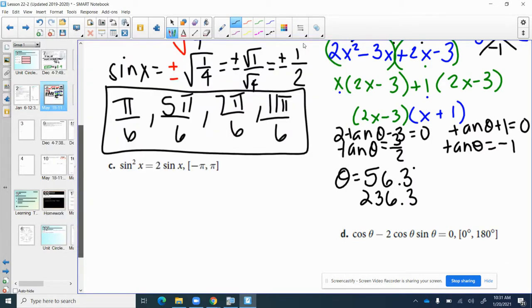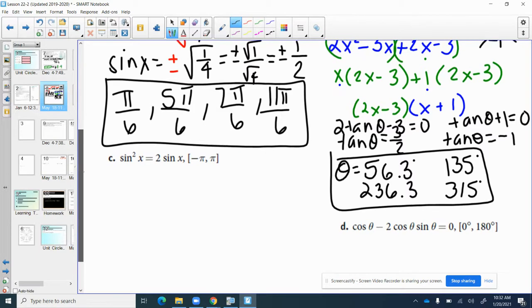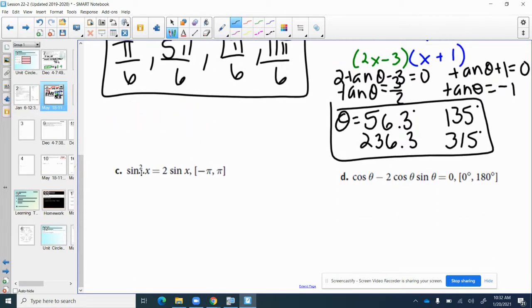So we have officially 4 answers here. 2 from the unit circle, 2 that we had to approximate. Okay, so these would be our 4 answers.